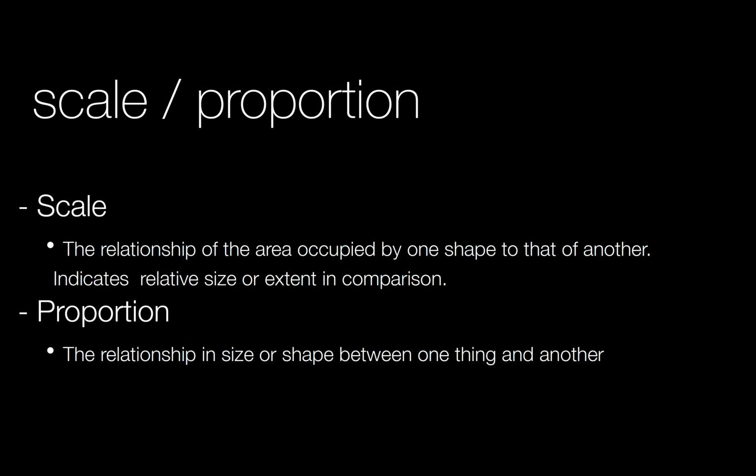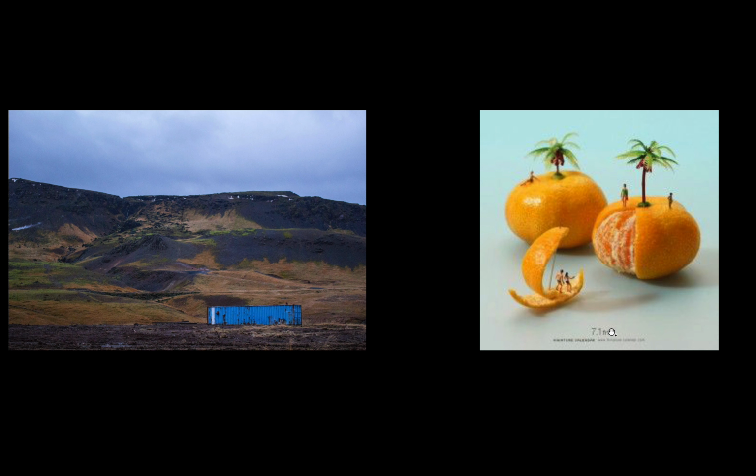They're very similar, so I usually just kind of lump these together. And scale is essentially the relationship of one thing in size compared to that of another. It's a comparison, and proportion has to do with that relationship in the size. This is a really easy example of seeing that, right? We understand here the play in scale because we know proportionally that humans are not smaller than tangerines, right?